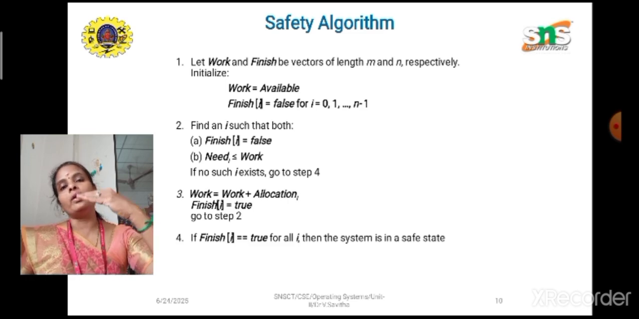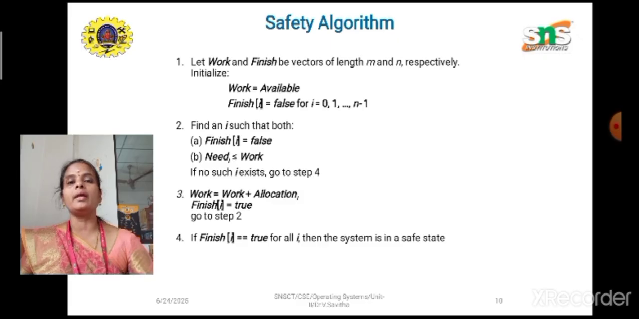Then again we go to the next process. This is repeated iteratively until all the processes Pi have been successfully completed. If all complete and Finish[i] equals true for all, that means the system is in a safe state. If at any point Finish[i] cannot be turned to true, then the system is in an unsafe state.